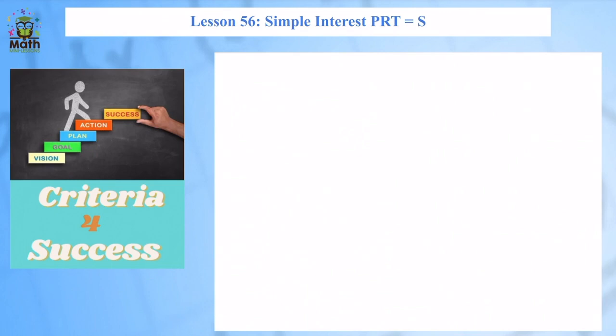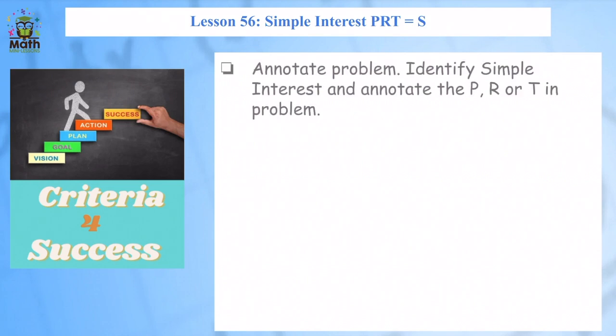Welcome to lesson 56 on simple interest, and I like to use the acronym. It's PRT equals S, pretty simple. So pretty and then simple interest. So here's what I want you to look out for today. I want you to see how I annotate the problem and identify the simple interest, and also annotate for P, R, and T, which I will explain what they mean during the model.